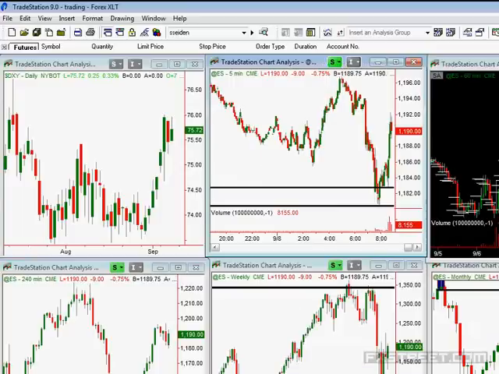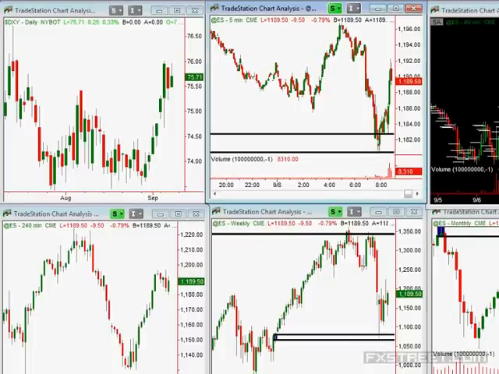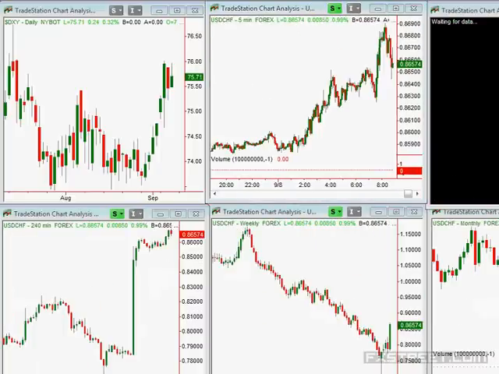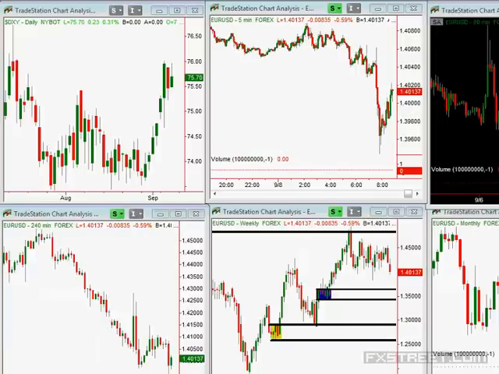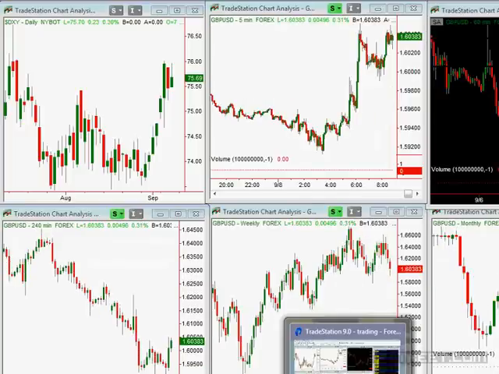Let's look at how we draw our lines, and let's move over to a Forex market. Now remember, there wasn't a whole lot going on in the euro, so let's try the yen and see if there's anything going on there. Let's try the pound. I have not looked at the pound at all today, so I have no idea what I'm going to find here, but let's take a look.